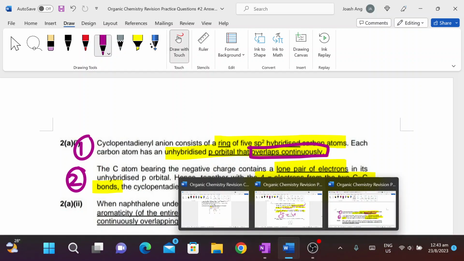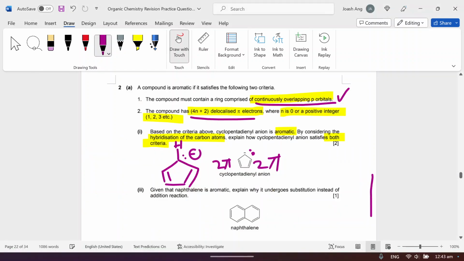Okay, the second part of the question asks why it undergoes substitution reaction instead of addition reaction for the compound below. So given that this is aromatic, we need to show that this fulfills the two criteria. So you have to explain that all 10 carbons are sp2 hybridized with an unhybridized p orbital that sideway overlap continuously. That is criteria 1 to show that it's aromatic. And second, there is a total of 10 pi electrons that are delocalized.